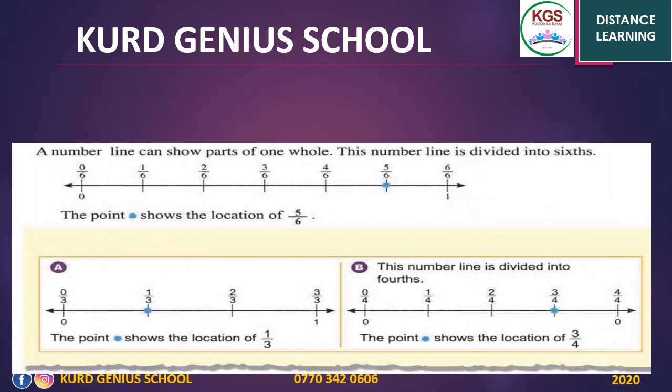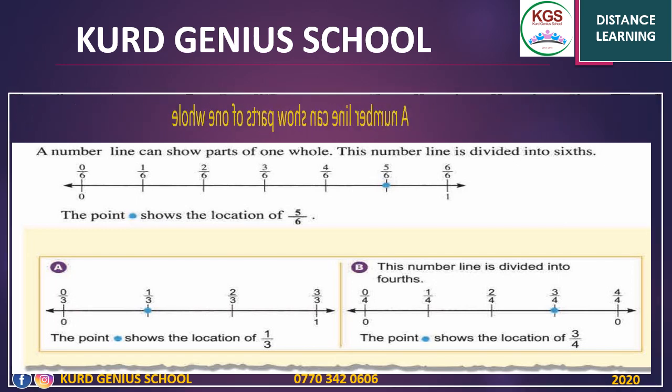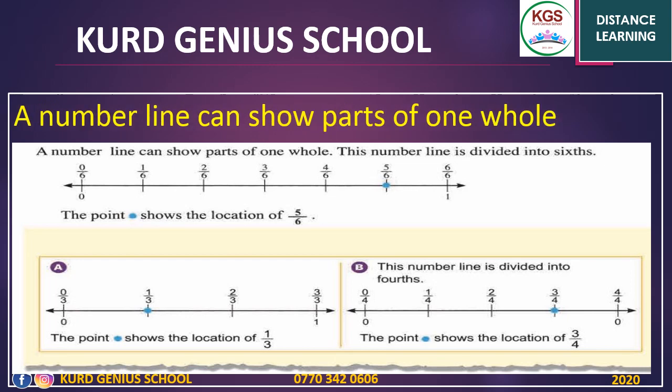Kids, do you know that we have another way for showing parts of one whole? We call that way a number line. A number line can show parts of one whole. Look at this slide very carefully. This is a number line, and you have to remember that you should start from 0, because you're using a number line. We are not going to start from number 1. We have to start from 0 because it's a number line.